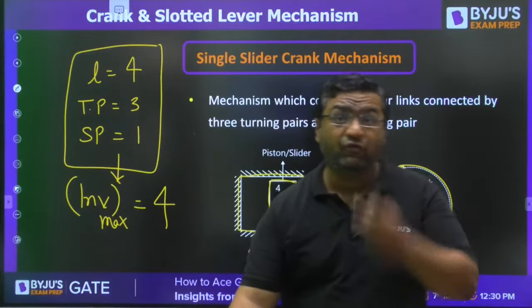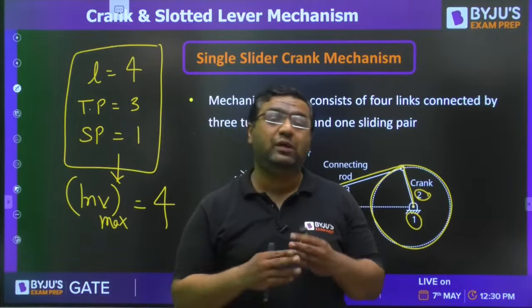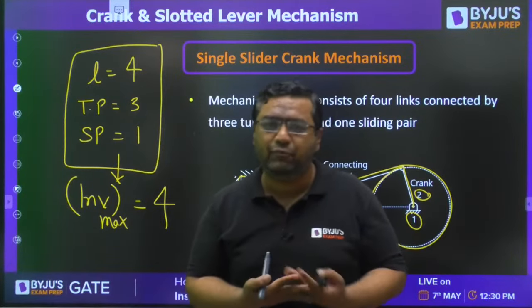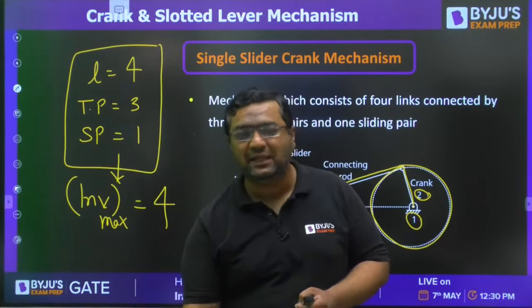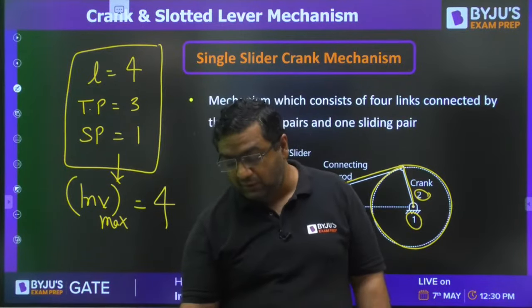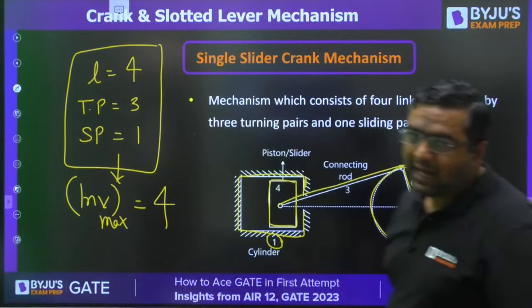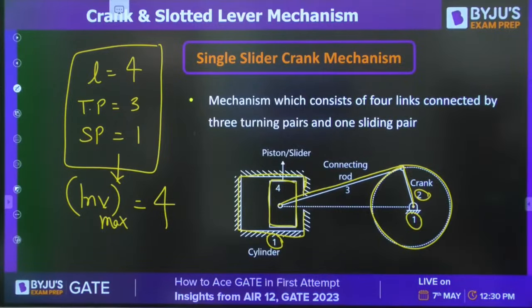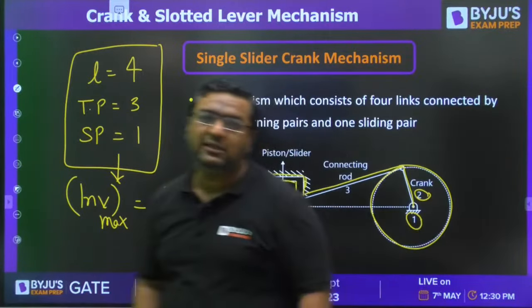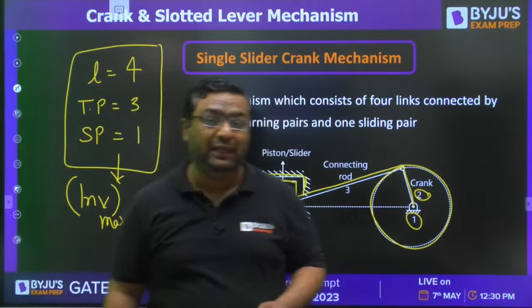But if any of the links gives the same kind of relative motion, then we will call it the same inversion. So the maximum possible inversions can be 4, but it is not guaranteed that 4 will be there. It can be less than 4 as well, as in the simple 4-bar mechanism we had 3 inversions.